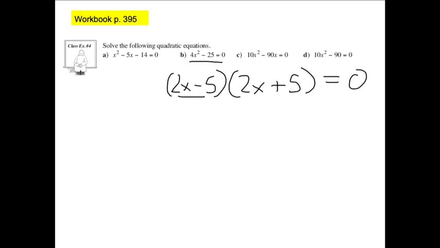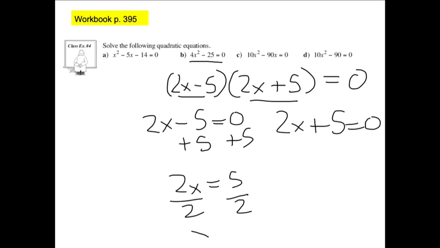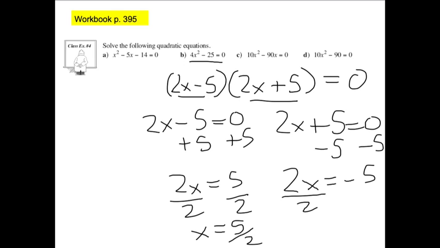Alright, so work with each bracket separately. You've got 2x minus 5 is equal to 0, and you've got 2x plus 5 is equal to 0. Add your 5 over here. Add your 5, so you got 2x is equal to 5, divide that by 2, divide that by 2, x is equal to 5 over 2. Over here, you're going to subtract that 5, and then you're going to subtract that 5, so you got 2x is equal to -5, divide that by 2, divide that by 2, x is equal to -5 over 2.